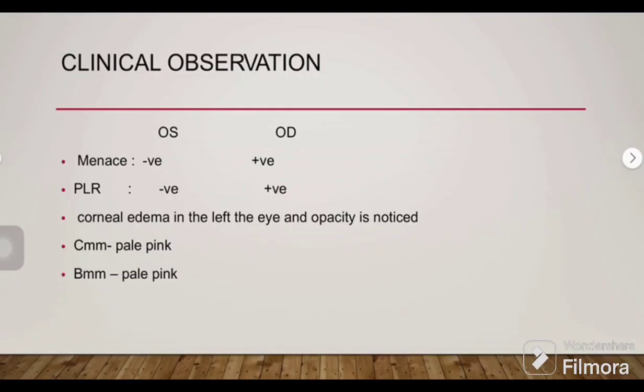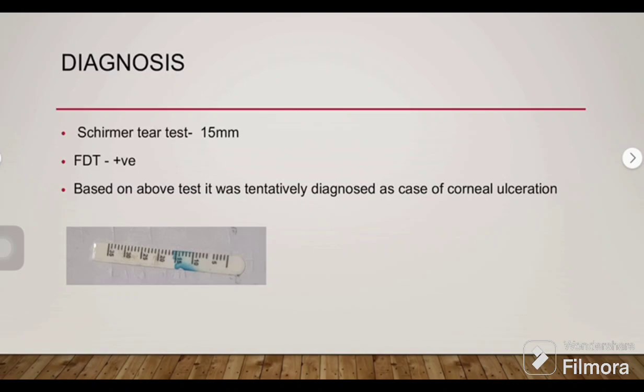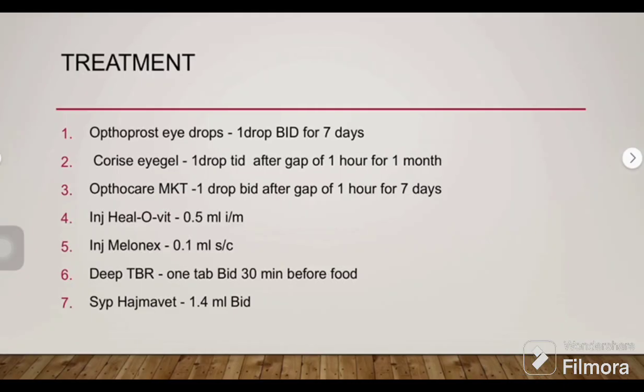What we noticed was, in the left eye, a negative menace and PLR reflex, and we also observed corneal edema in the left eye and opacity was noticed. So we did a fluorescein dye test and it was positive, and we also did a Schirmer tear test to assess the tear production. Normal tear production should be around 15 to 25 mm per minute, so it was in the normal range.